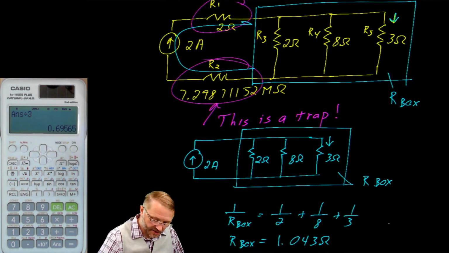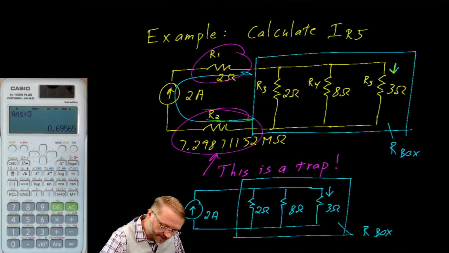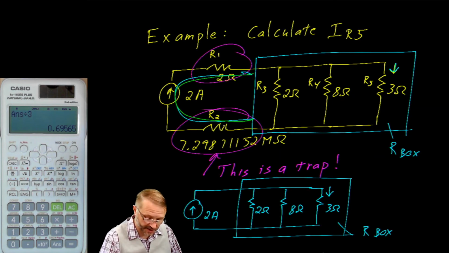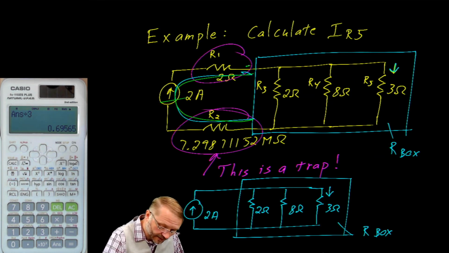That's a relatively straightforward problem. The thing is, you need to recognize that R1 and R2 were in series with the 2 amp source, which made them effectively invisible to the rest of the circuit because no matter what, there would always be 2 amps of current flowing into this node right here.